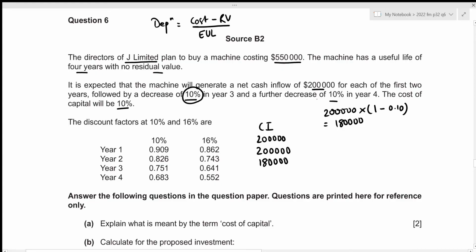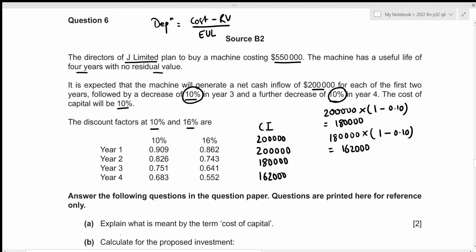And then we're also told that there will be a further decrease of 10% in year 4. So that is just going to be 180,000 times 1. Again, since this is a decrease, so that will be minus 10%, which we can write down as 0.10. And this results in an amount of 162,000. So the cash inflow for year 4 is going to be 162,000. All right. Then we're given the discount factors at 10% and 16%.